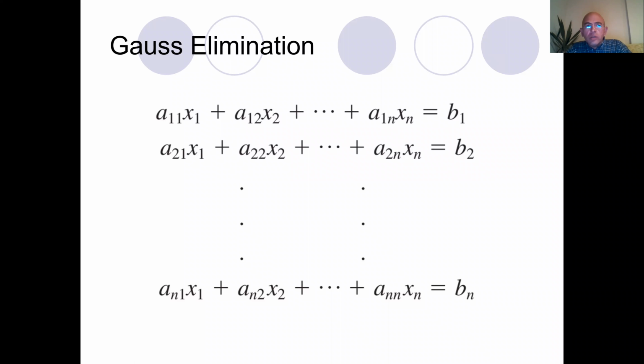Okay, so hello everyone. Our next topic is Gauss elimination. How can we solve a linear set of equations? What are the techniques that we can use? Okay, so remember that we may have a linear set of equations.